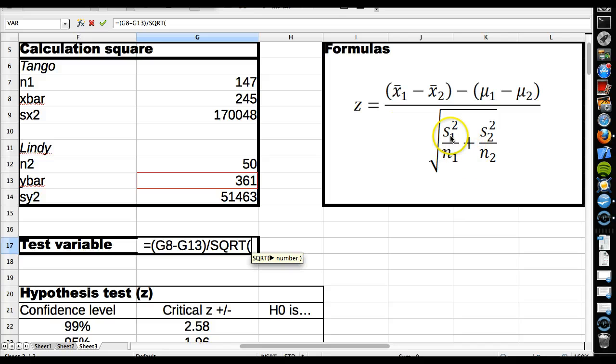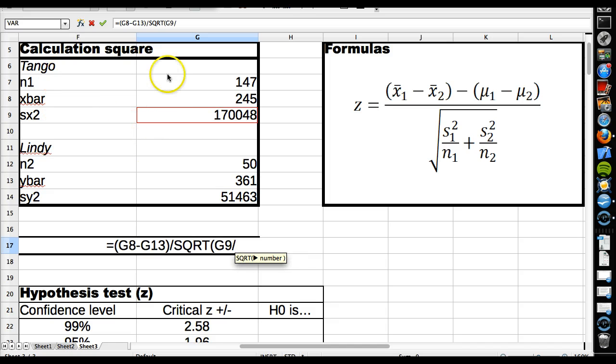parentheses, and I'm going to take the variation in my first sample divided by my first sample size. Okay, the variation we have here for the tango dancers, divided by how many tango dancers we have asked. So this is the uncertainty we have in our first sample. We're going to add that to the uncertainty we have in our second sample. So that is going to be the variation among our Lindy Hoppers divided by how many Lindy Hoppers we have asked.